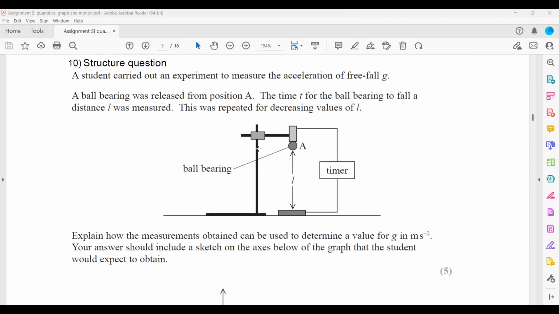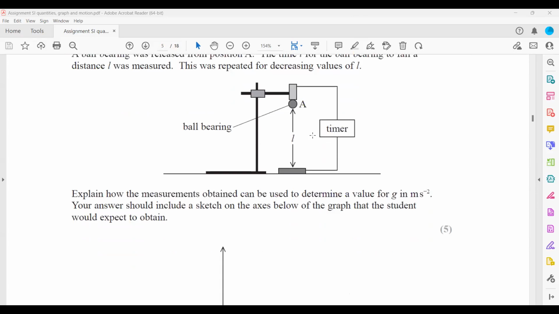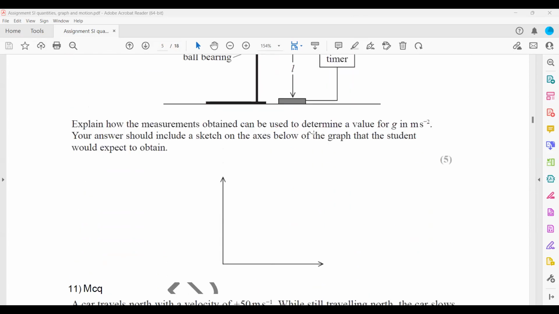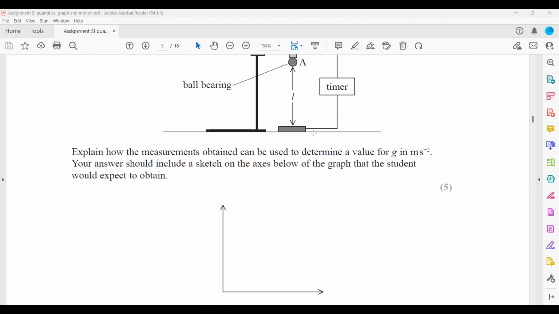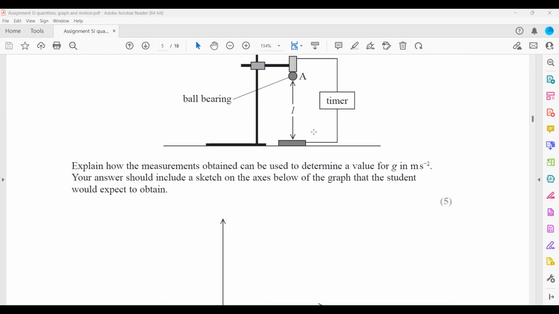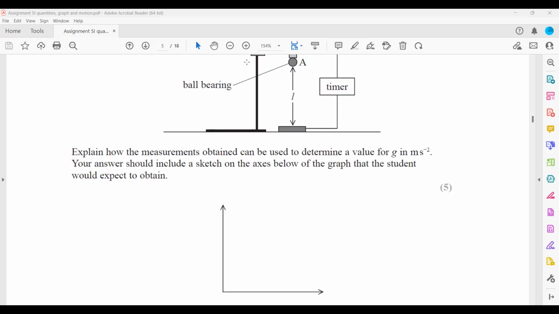In question 10, a student carried out an experiment to measure the acceleration of free fall. A ball bearing was released from a position. The time t for the ball bearing to fall the distance L is measured. This was repeated by decreasing the values for L. Explain how the student could use the measurements obtained to determine the value of g. Your answer should include a sketch on the axis below of what the student would expect.